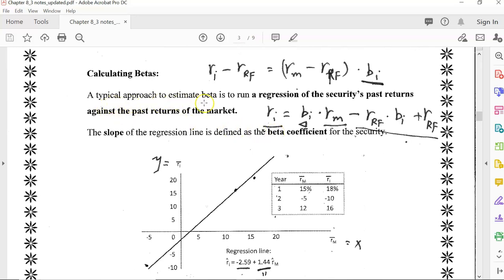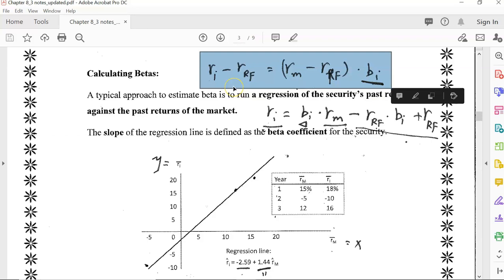Calculating beta. A typical approach to estimate beta is to run a regression of the security's past returns against the past returns of the market. The slope of the regression line is defined as the beta coefficient for the security. So we are actually using the capital asset pricing model to calculate beta. I'm rewriting the capital asset pricing model here. The stock risk premium, Ri minus RRF, equals the market risk premium, Rm minus RRF, multiplied by beta. We want to calculate this beta.